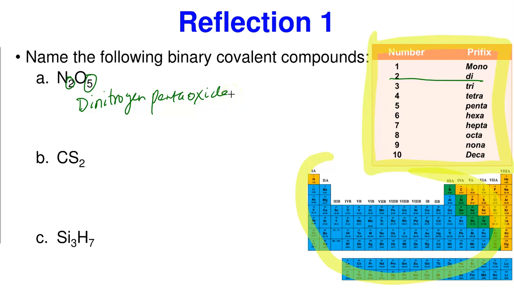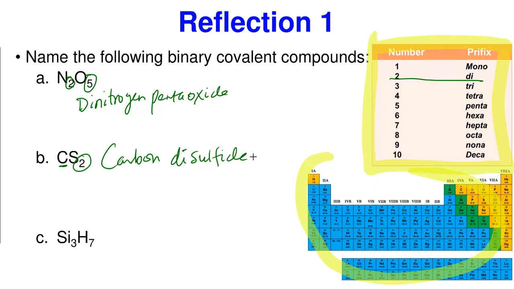It's very simple. Here I see CS2, what is this? This is carbon. Like I said, you don't say monocarbon. If it is the first element that has only one, do not put mono. We're just going to say carbon. Since this is 2 and it's sulfur, we're going to say what? Carbon disulfide.